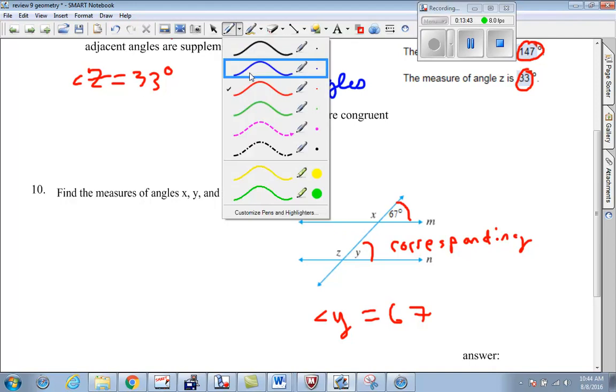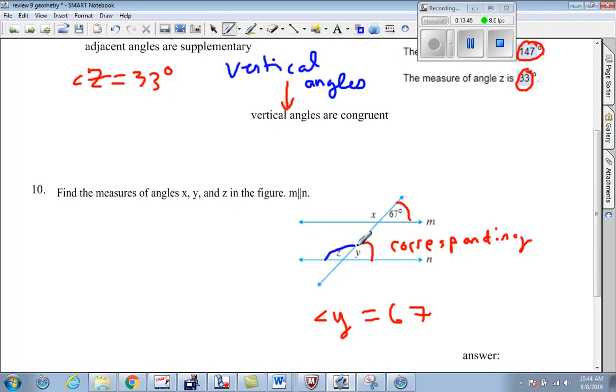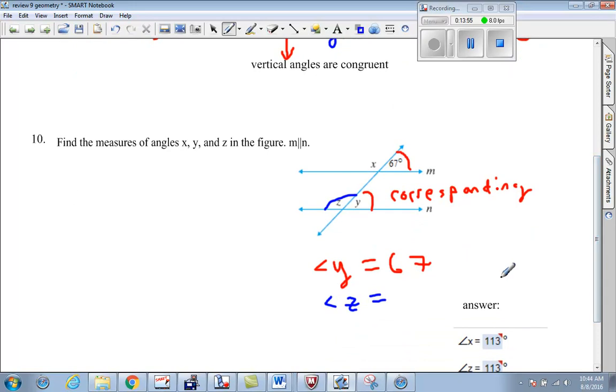And then I just want to talk about angle Z. I'll do this in another color. Well, angle Z and angle Y clearly have to add up to 180 degrees. So angle Z must be 113 degrees. And then, again, I'll just note about this, angle Z and angle X, so this one and this one, again, are corresponding. And I'll just type that.